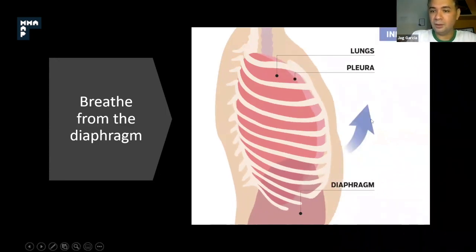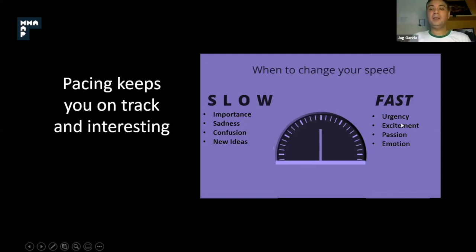So moving on. Now we have the projection. We'll talk about pacing, or how you use the speed of your voice to communicate your messages. And you'll already see here in the slide that I'm showing what different speeds of speaking mean. When it's slow, you're communicating importance, sadness, low emotions, new ideas. When you're speaking fast, you want to communicate urgency, excitement, passion, and emotion.